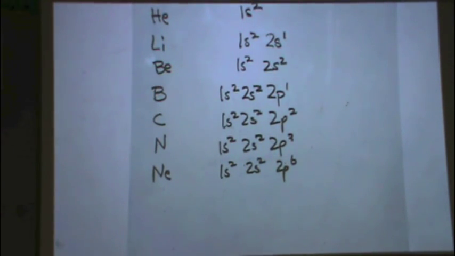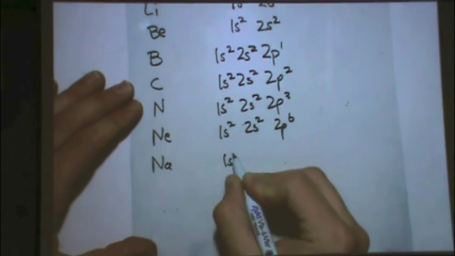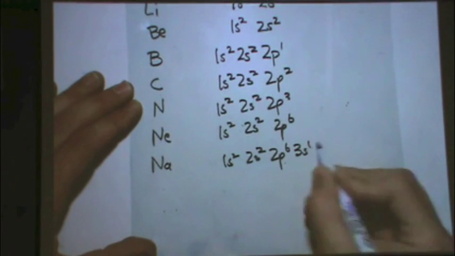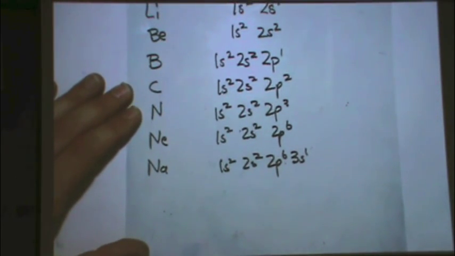What's the maximum number of electrons in the p orbitals? 6. So now I've got to go on, and that's why you have to go to the next row. Sodium is somewhere else on the periodic table, in the next row, and it's going to break into now the 3s. So once we go to sodium, 1s2, 2s2, 2p6, 3s1. Okay.